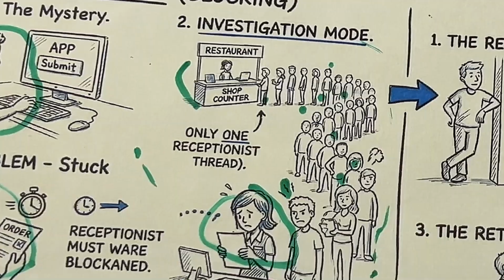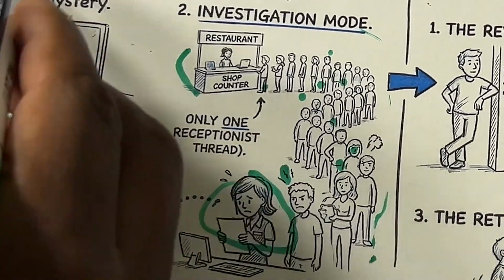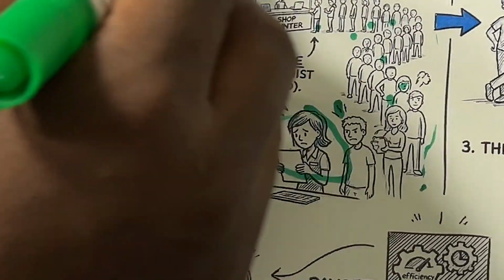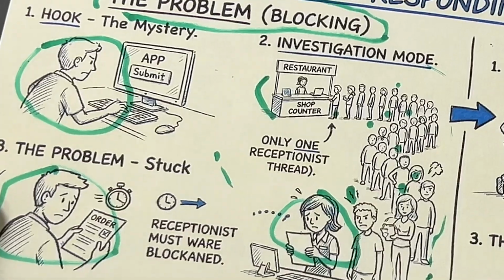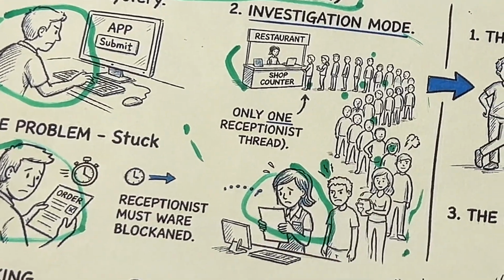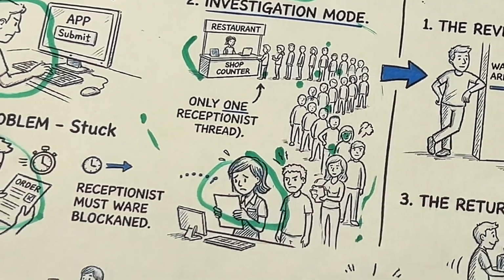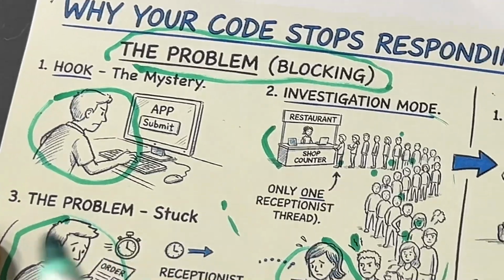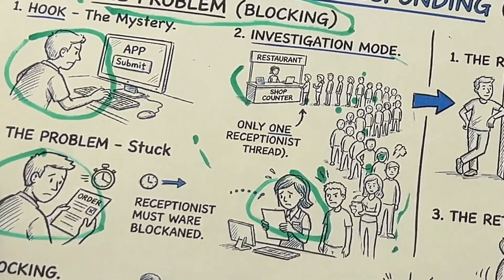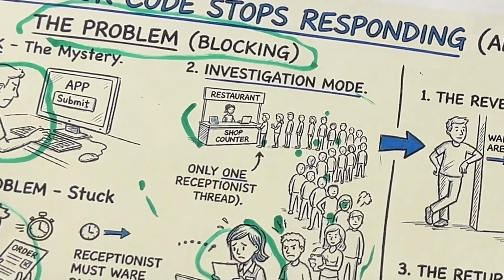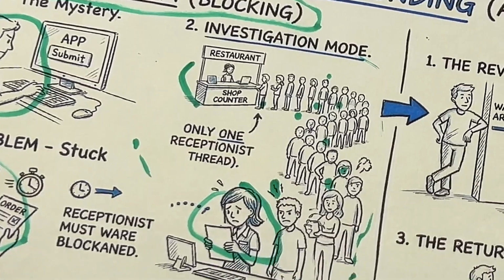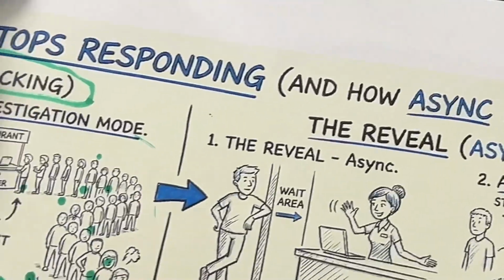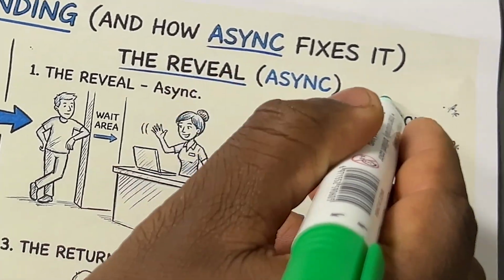This is exactly what we mean by code blocking. When we write code and there are many tasks that one thread has to take care of, and then there is a queue, and then one blocks the other. But we have a solution. And the solution is this: async.